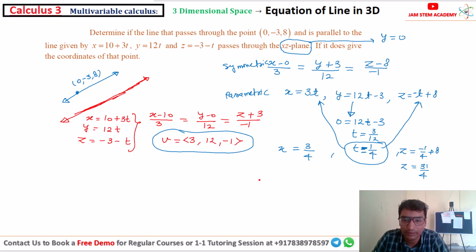Hence, what are the coordinates of that required point? The question asks whether it cuts the plane. First thing, yes, we got that point, which means yes, our line passes through the xz plane. Now, if it does, give the coordinates of the point. So we have the x value as 3/4, y value obviously 0, and z value is 31 by 4. So this is our required point.